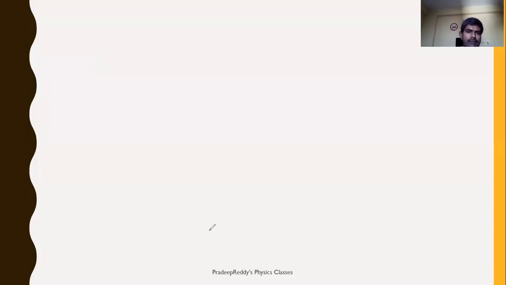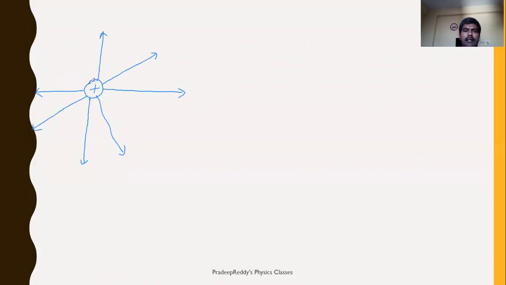See, you have a positive charge. From this positive charge, electric flux lines or electric field lines are directed outward. All these extend in all possible directions, and they will be outward because it is a positive charge.